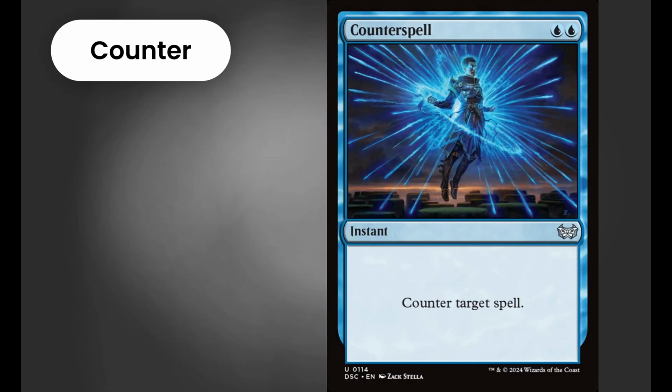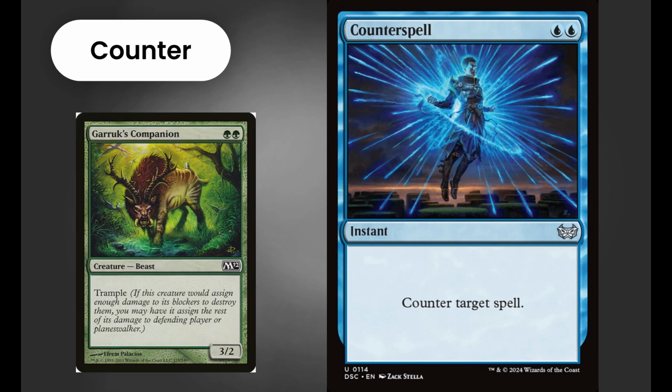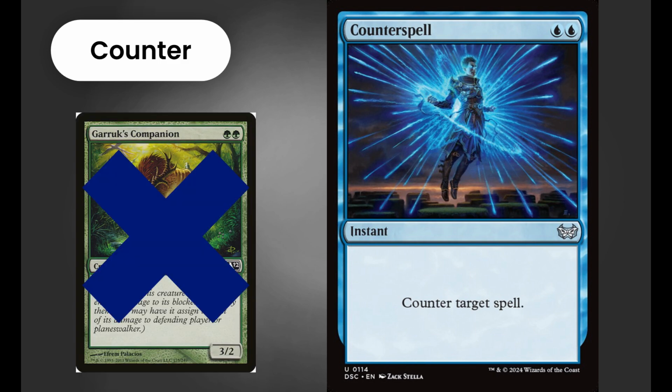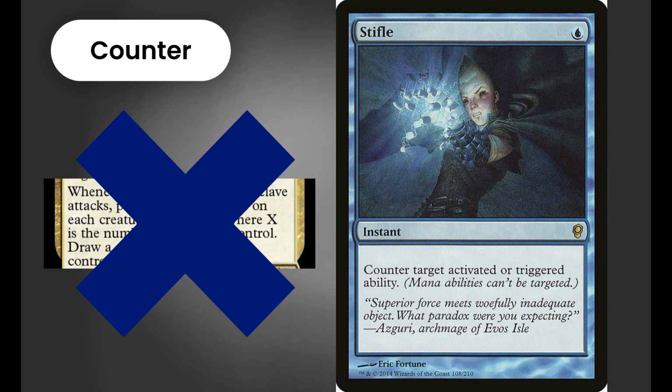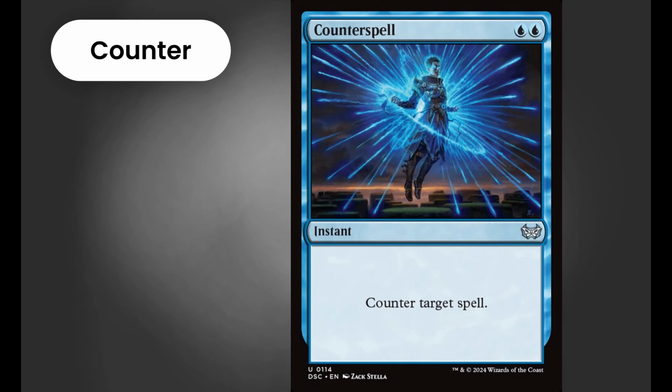Counter is another important word in this game. To counter something is to cancel a spell or ability so that it won't resolve and its effects won't happen. If you're countering a spell, the spell will go straight to the graveyard and will have no effect, while countering an ability will remove it from the stack, and whatever the ability was won't happen. These spells and effects that counter things are an integral part of the game, and the source of frustration for many players.